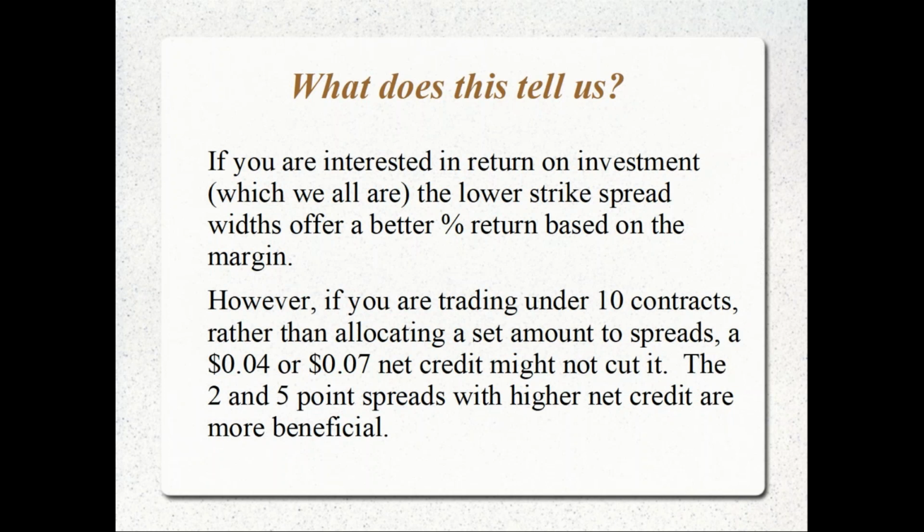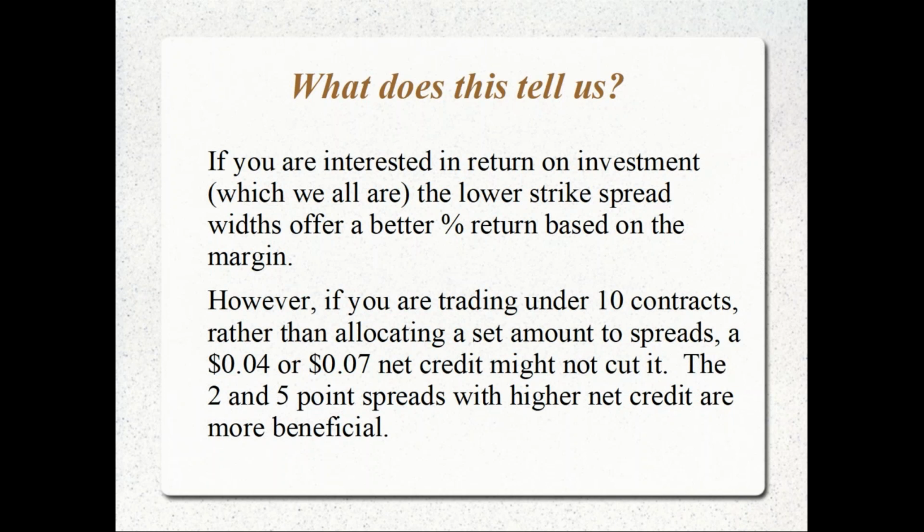A 6-cent net credit with 5 contracts, you're talking about $30. And if your commissions to enter a spread are $12.95, you ate up close to 40% of it with just the commission cost as well. The percent return would look high, but your commissions are really going to destroy that.